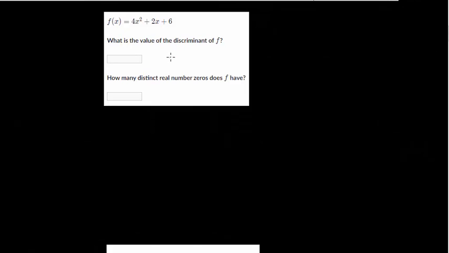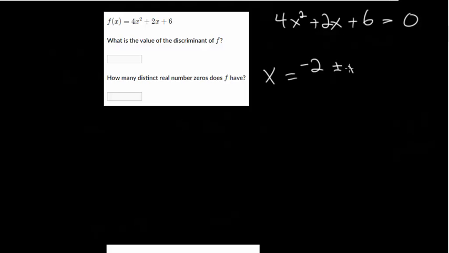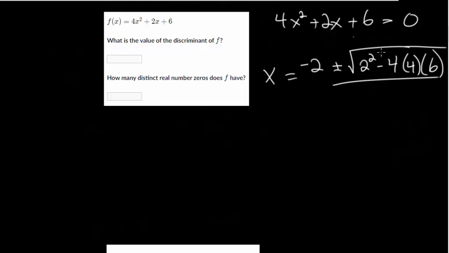So in this one, we want to actually calculate the value of the discriminant. So let me rewrite this function. We have 4x squared plus 2x plus 6, and we're talking about the number of zeros that we have. So we know we're going to set this function equal to 0, and we can use the quadratic formula to solve it. And if we wanted to do that, we could. So it's the opposite of b plus or minus the square root of b squared, so that's 2 squared, minus 4 times a, which is 4, times c, which is our constant term, which is 6, and then everything is divided by twice a, so twice 4.